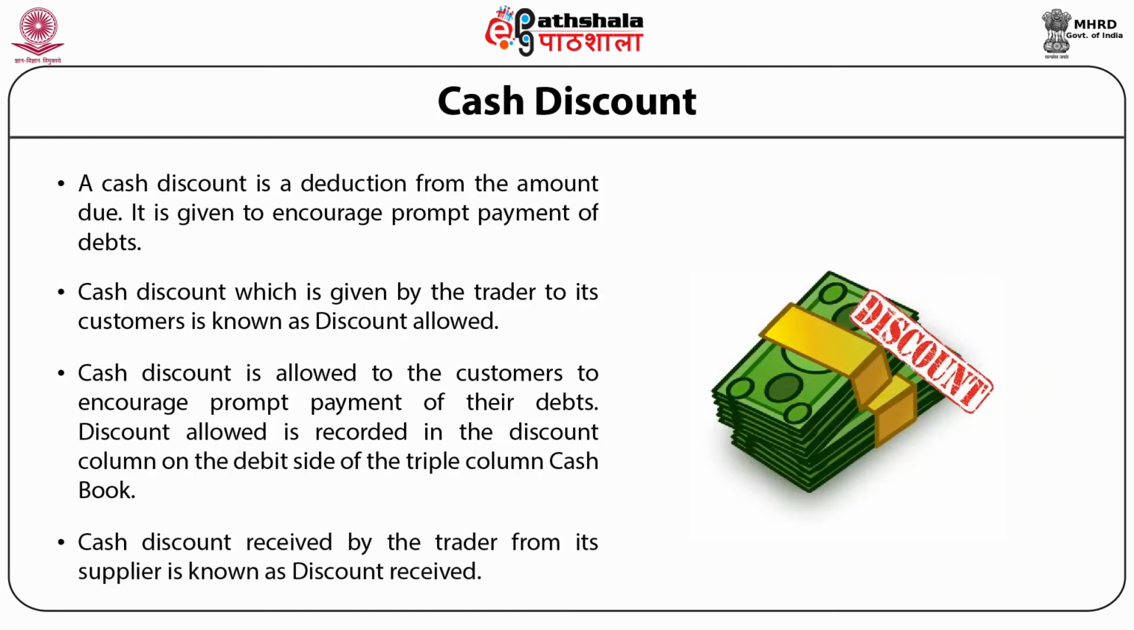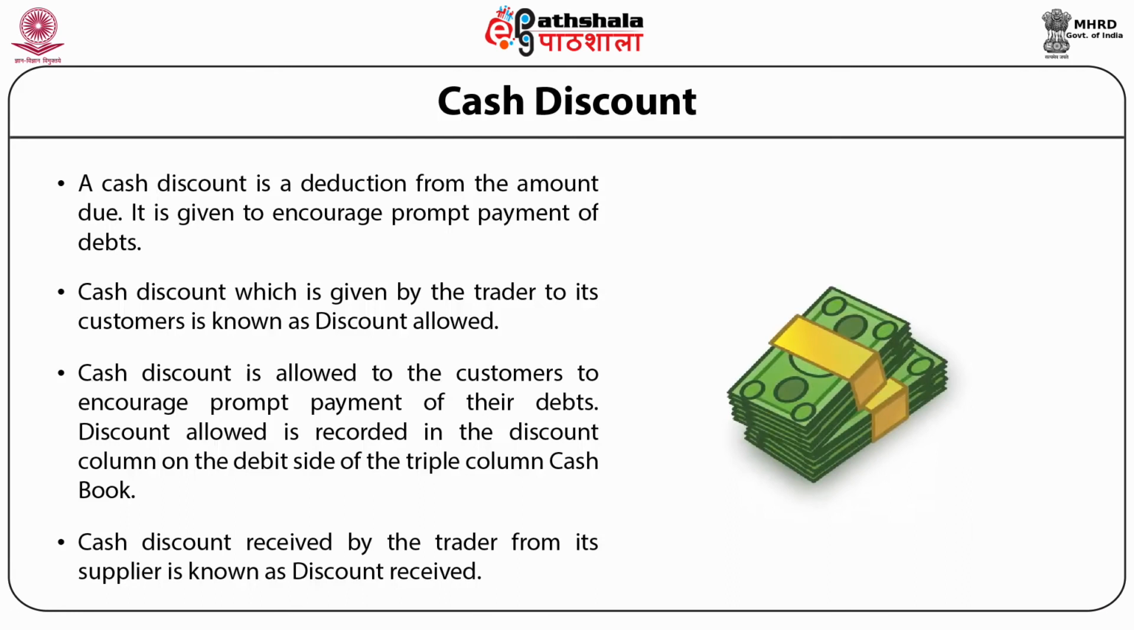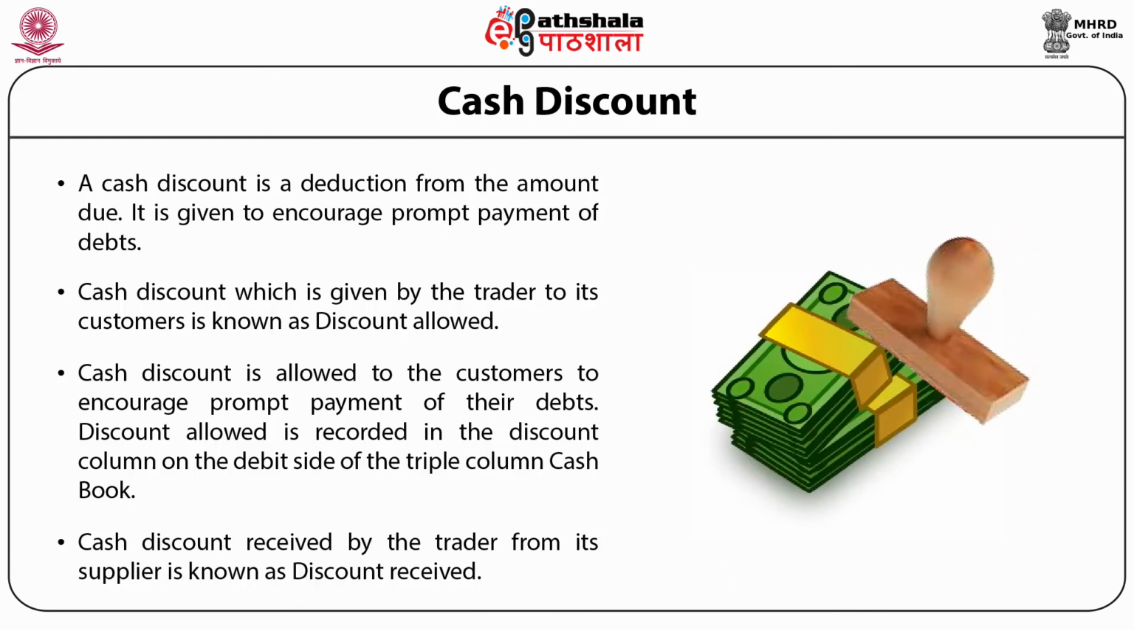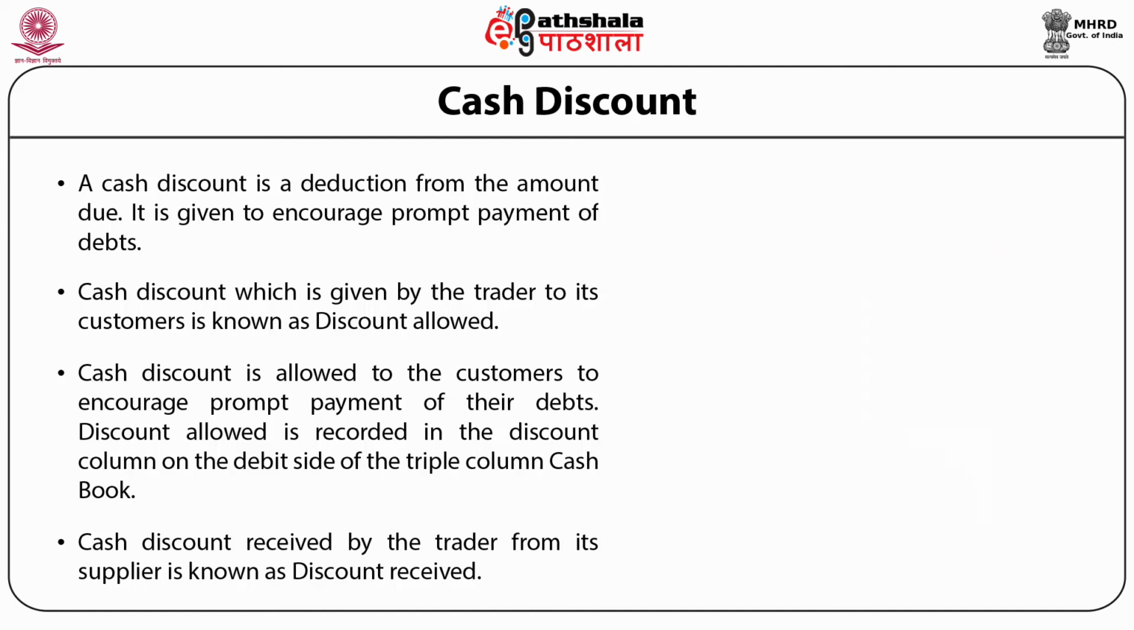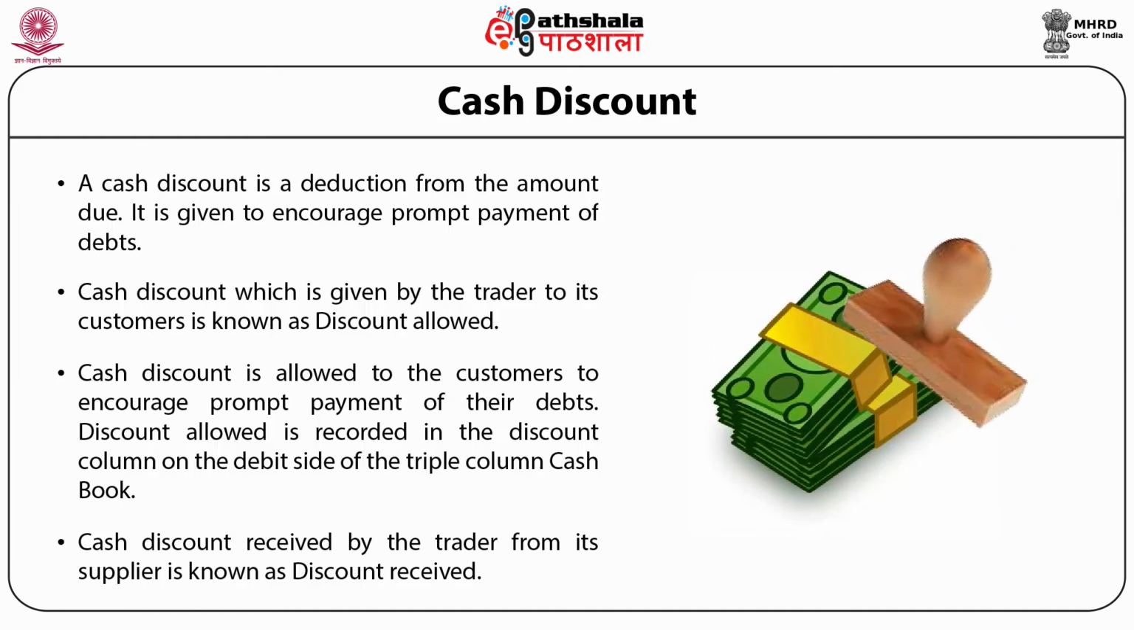Cash discount received by the trader from its supplier is known as discount received. The trader ends up paying less by the amount of discount received. Discount received is recorded in the discount column of the credit side of the triple column cash book and posted individually to the debit side of the creditor's account to which they relate.